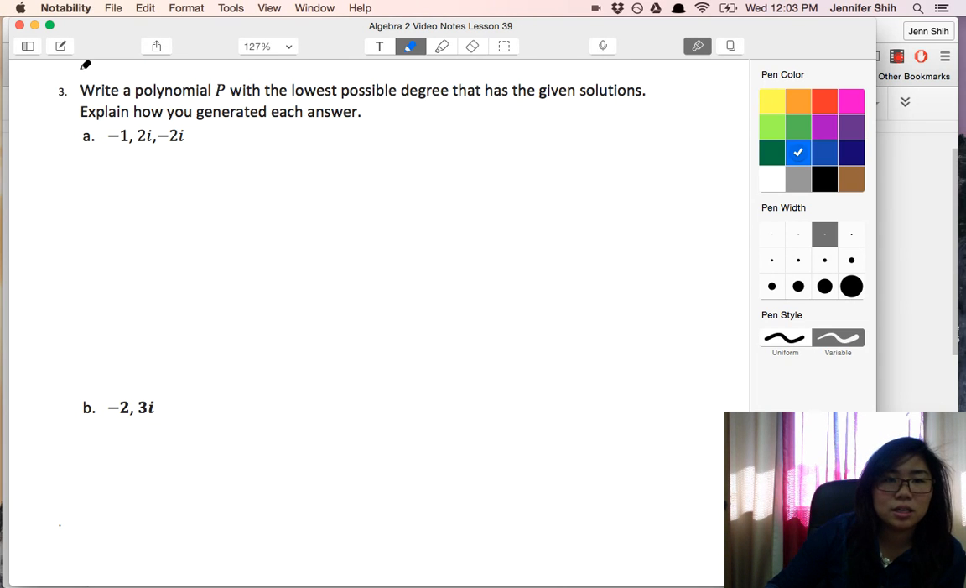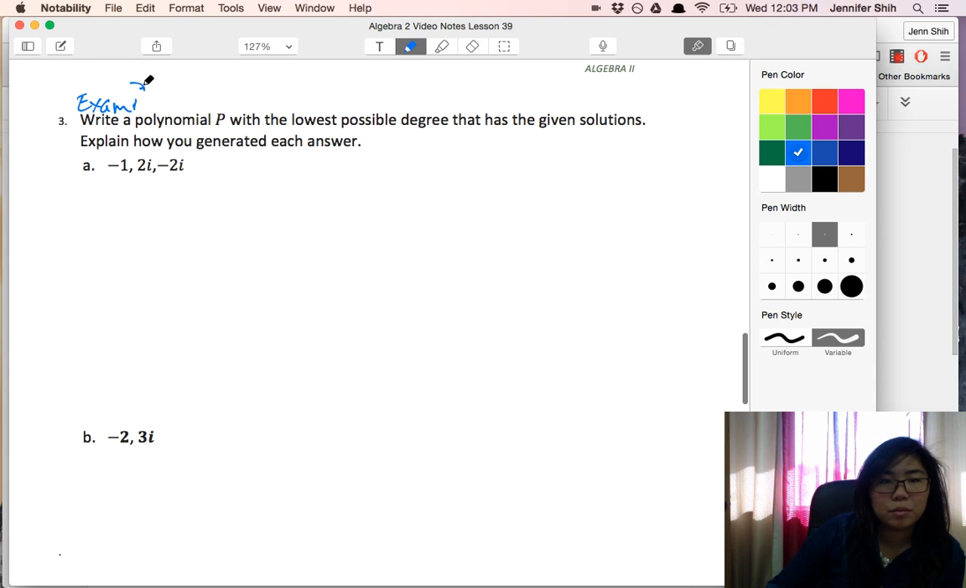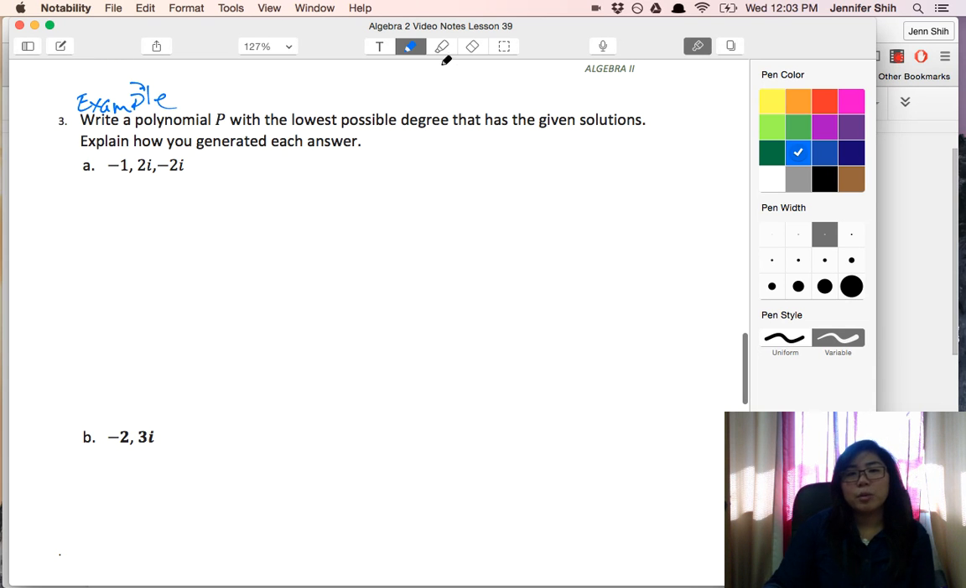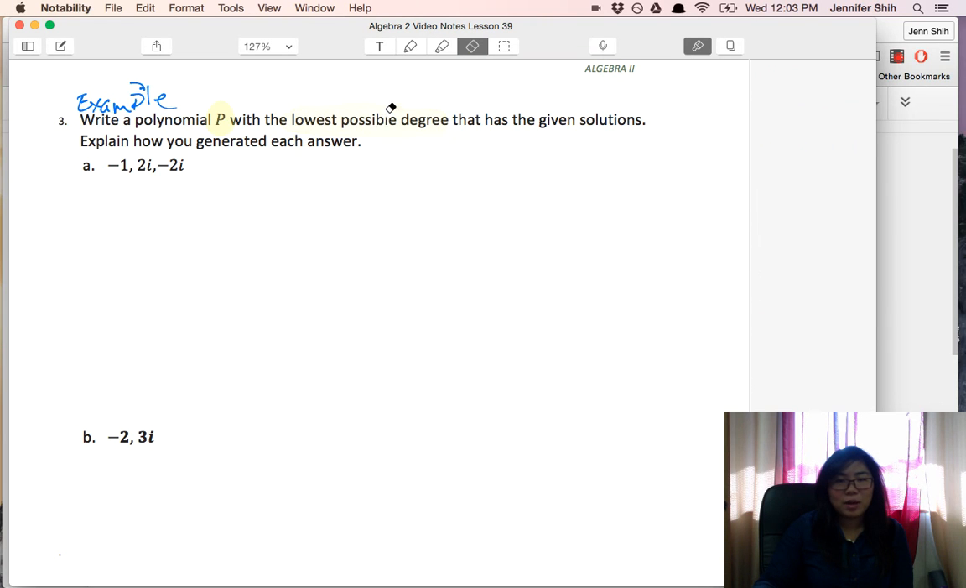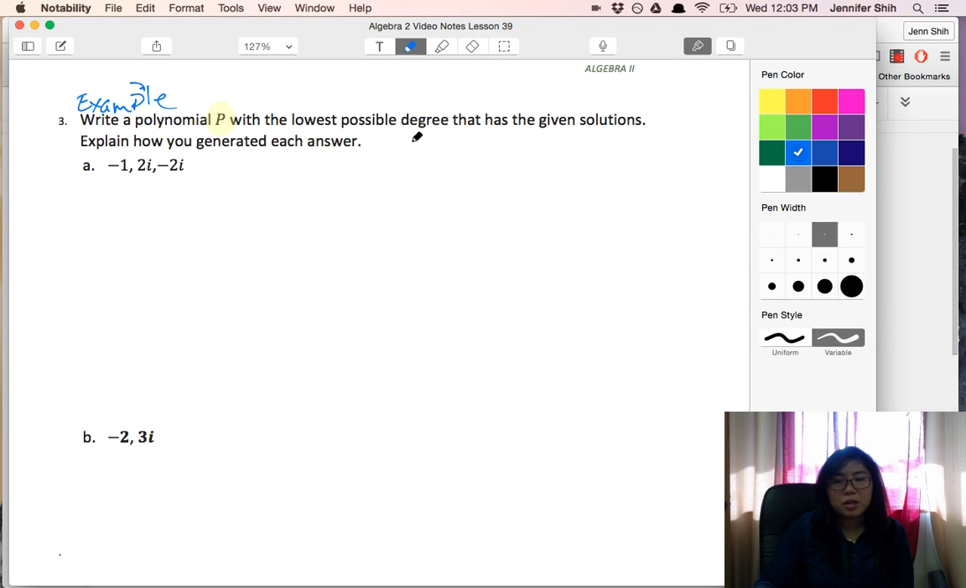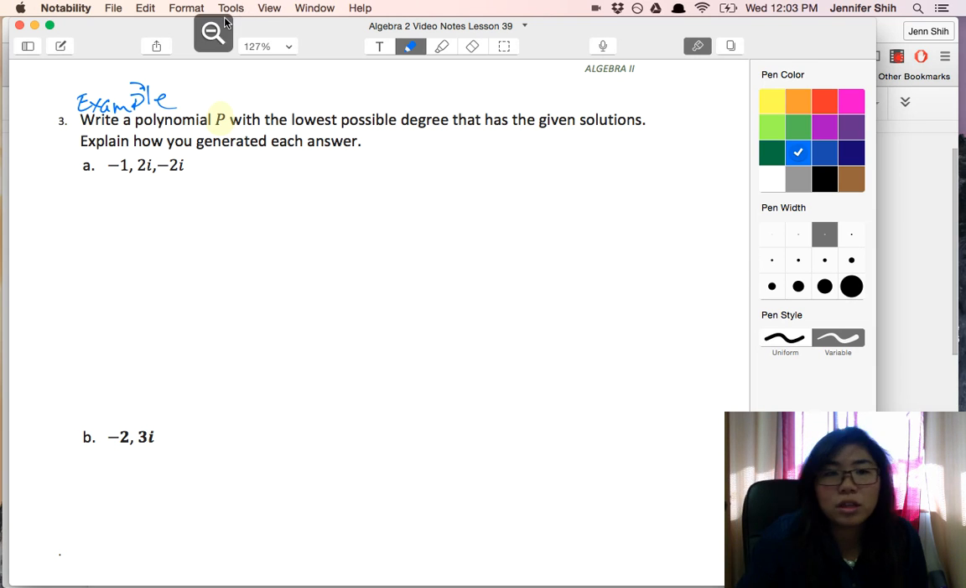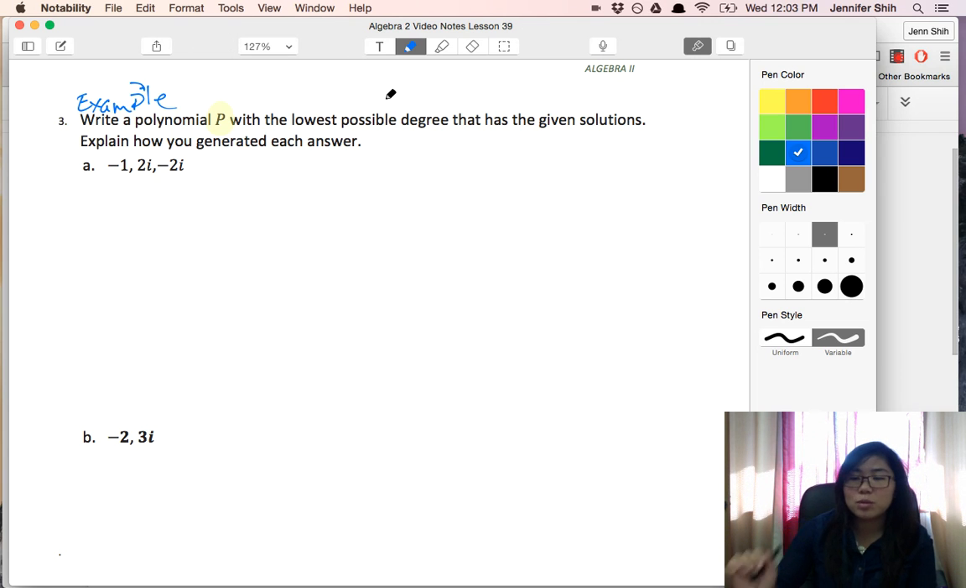So I'm going to title this example 3. Let's mark up the text again. Write a polynomial, P. It's going to be our function, P, with the lowest possible degree that has given solutions. They give us solutions, and we're going to find the lowest possible degree, because you can have as many multiplicities as you want and have any number of degrees. So some person was once like, can I have a 1,000,000th degree with these solutions? And we had to say yes. So let's just be specific, and we're going to talk about the lowest possible degree.